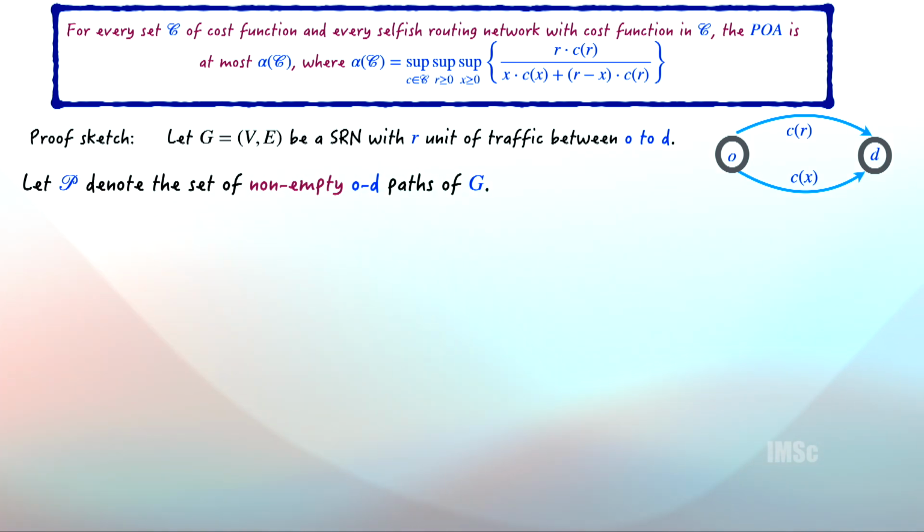How would we define a selfish routing network? It is just this: you have a routing network with cost functions and everybody is selfishly trying to route, there is no coordination. That is the thing.